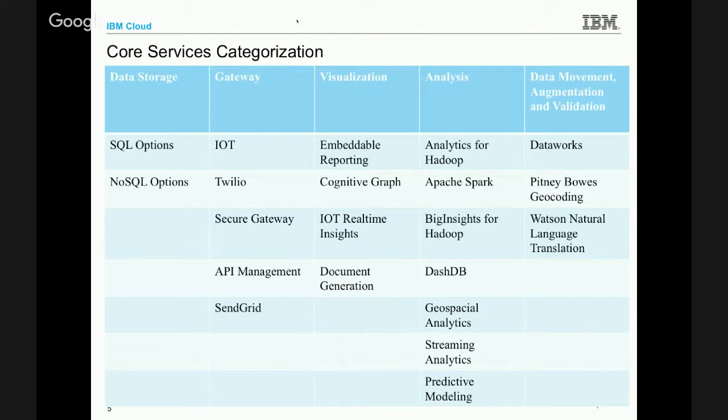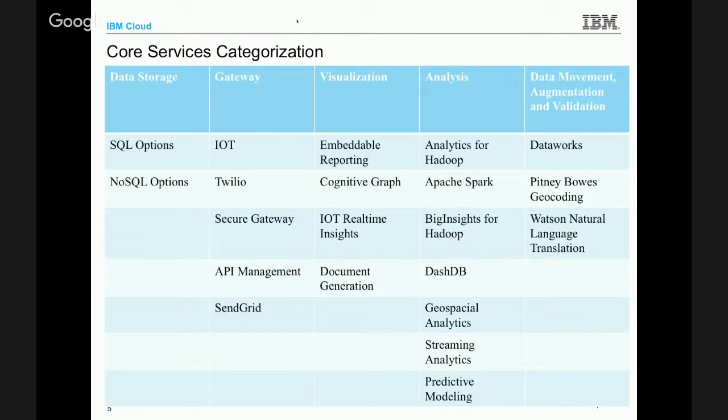Well, once you've done that, then you have to think about how you present that data. That's what the visualization column gives you, lots of different options for doing that. Probably the simplest to understand is embeddable reporting. If you just want to be able to pop up a report and allow the user of your system to view that text-based report, that's what embeddable reporting does.